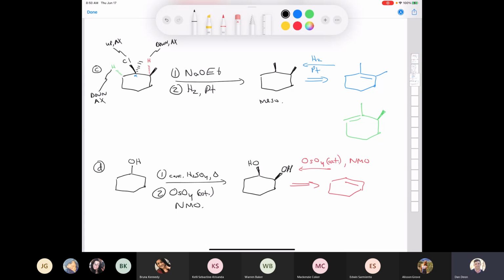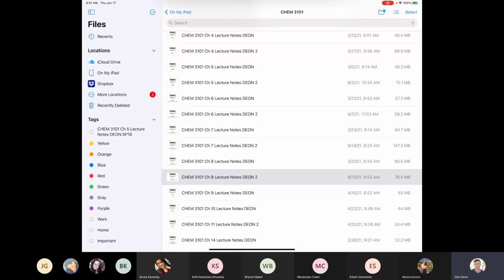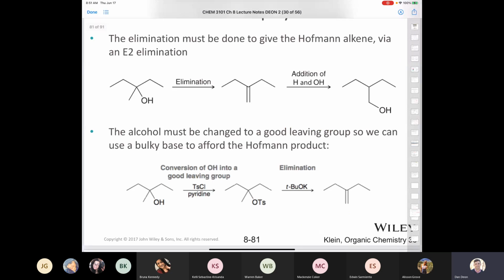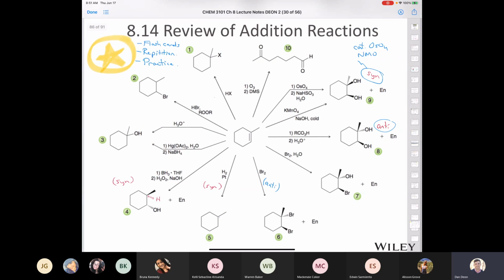So again, you see how many interesting ways there are to apply all of the different reactions that we learned in chapter 8. And there's a lot of them. There really are quite a few reactions that are learned in chapter 8. Again, if you go back here in section 8.14, it's got a beautiful review of the addition reactions, and we kind of talked about some strategies that we could use to learn all these different reactions. I think flashcards, repetition is a good idea.